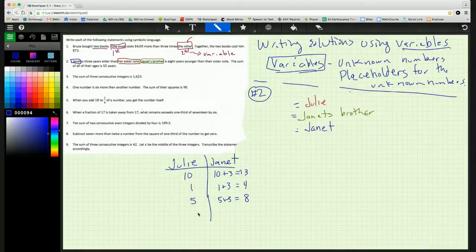If Julie now is X, because we don't know, it could be 1, 2, 3, 4, 5, 10, 20. But if we use this powerful X, then it can be anything. And then we can express Janet's age as a function of Julie. So if Julie is 10, 10 plus 3 is 13. Julie's 1, 1 plus 3 is 4. Julie's 5, 5 plus 3 is 8. So if Julie is X years old, then Janet is X plus 3. She's always 3 years older. So let's write that down. So Julie is X.